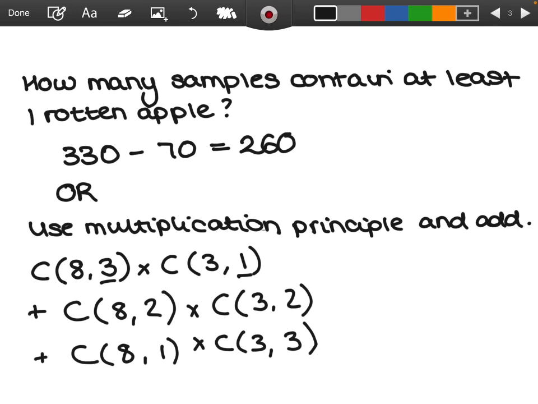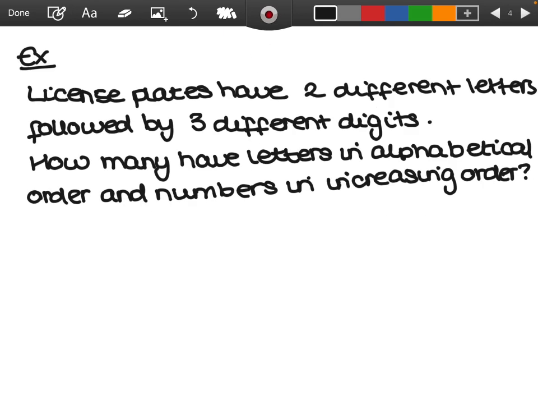Use that multiplication principle and then add them all together. So that is a longer way of doing this, but it is another way of calculating it. So I would go the simpler way if you could.